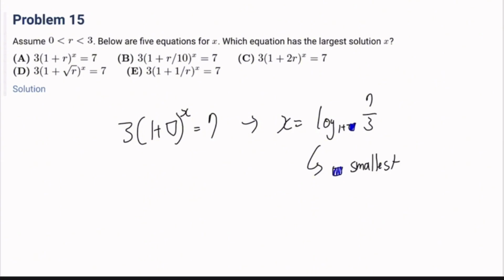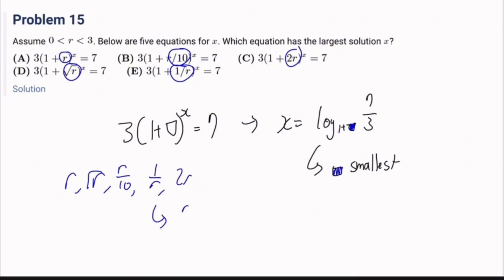If we compare those things, it's r root r, r over 10, 1 over r, and 2r. We need to find the smallest, and our smallest will be r over 10 because r is between 0 and 3. So this is going to be the smallest. So the one with this is the answer. That's this one. It's B.